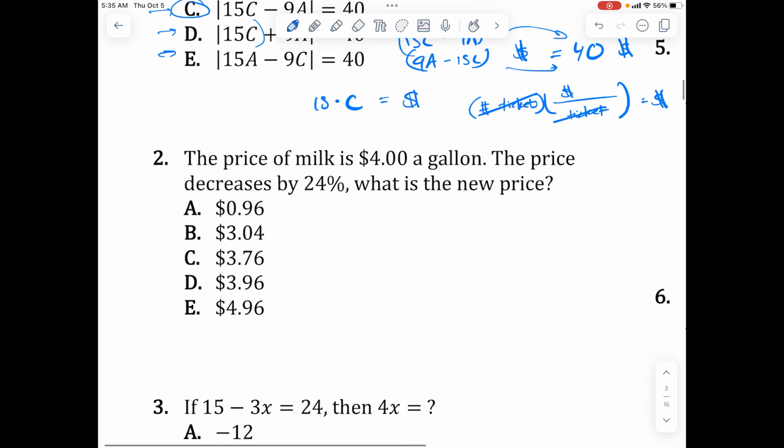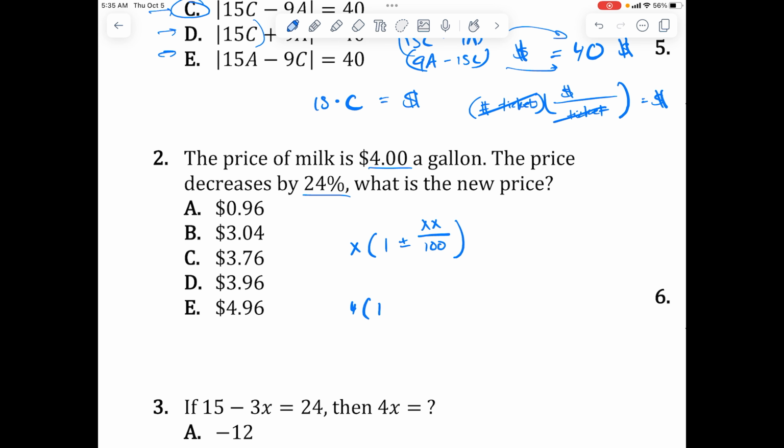The price of milk is $4 a gallon. The price decreases by 24%. So what is the new price? Whenever you deal with a percent increase or decrease, what you do is you take the original value and you multiply it by 1 plus or minus the percent, we'll call it X, divided by 100. Okay, simple as that. So what's our original value?